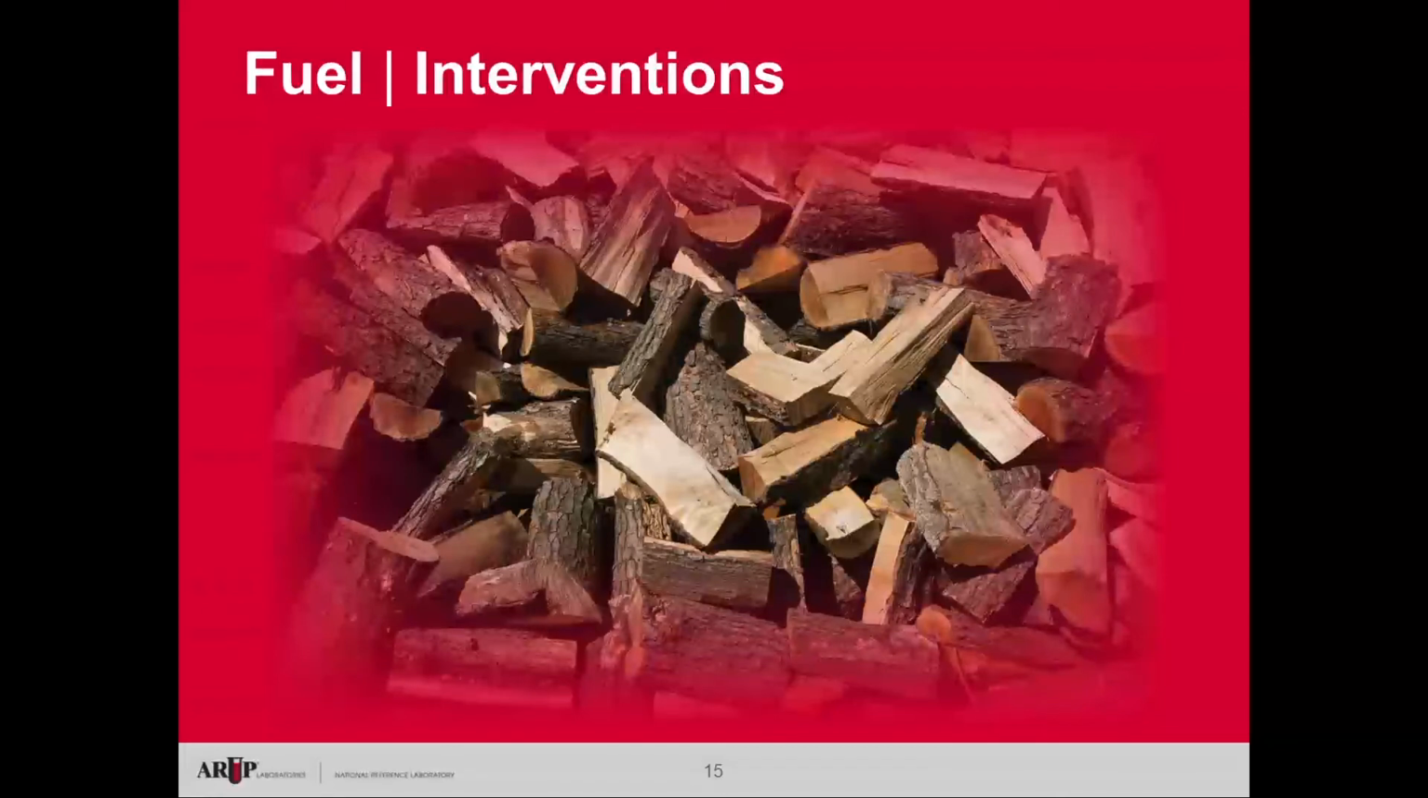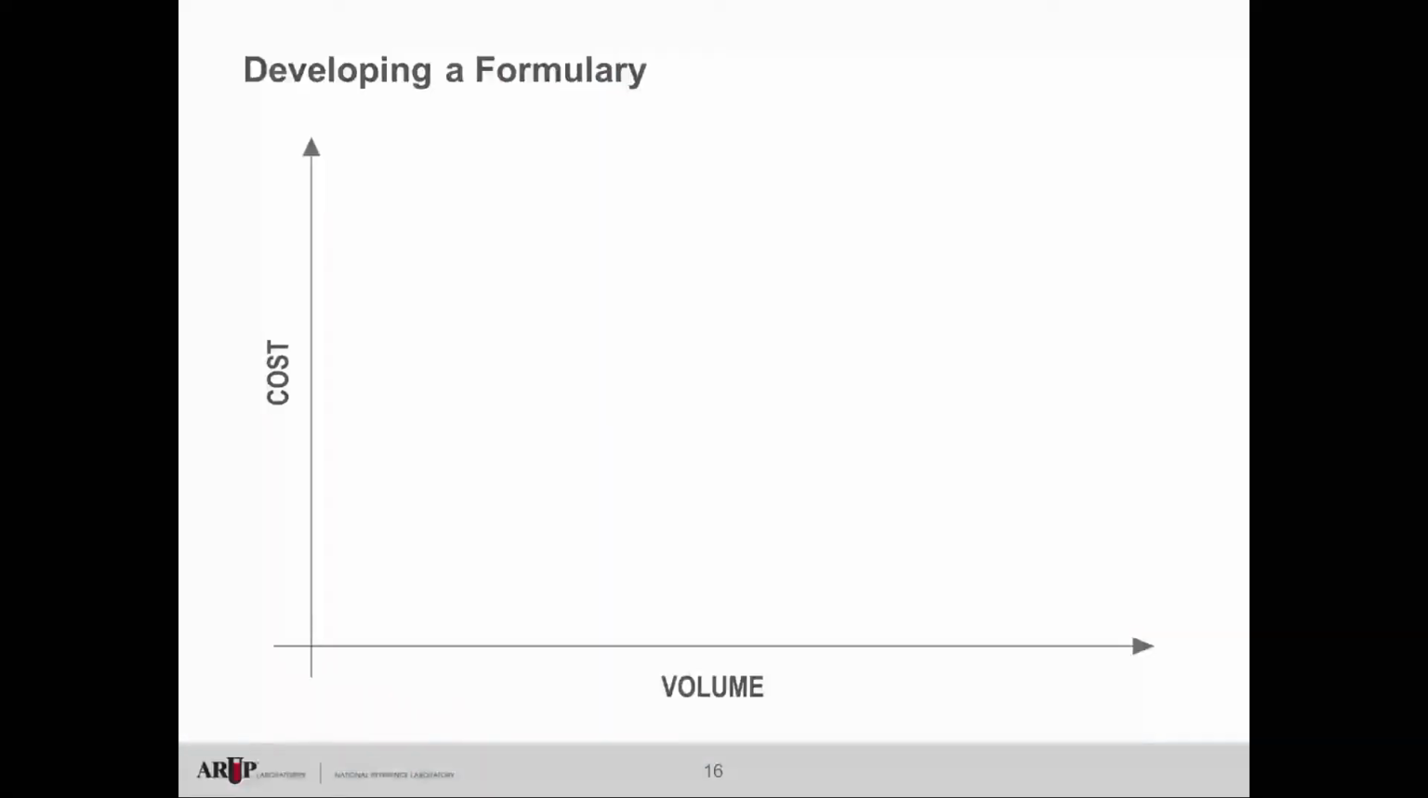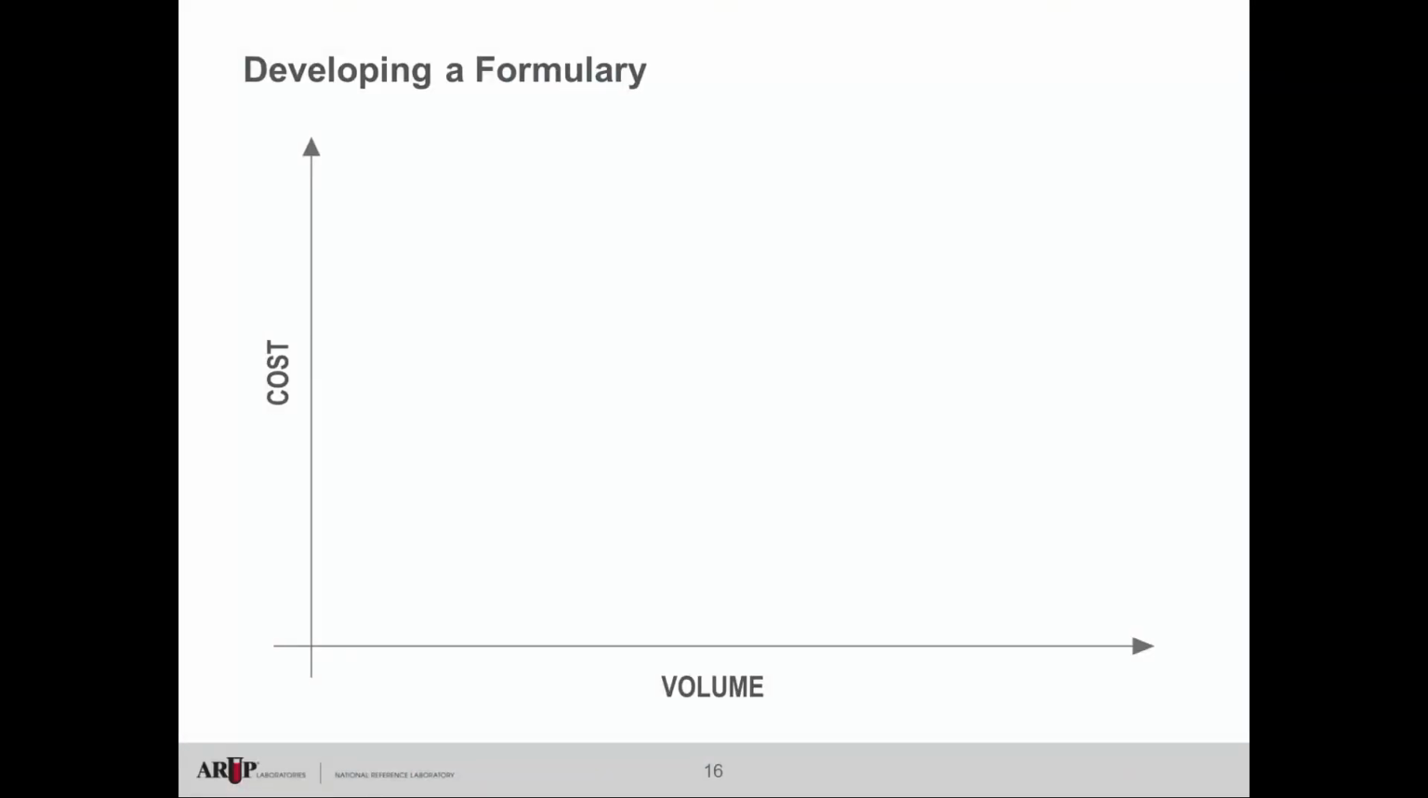Okay, the third element of the clinical management triangle after data and people is the individual interventions, the programs or the activities that provide the feedback, provide the analysis, and are actually the substance of a utilization management program, in the same way that wood or paper is the substance of a fire. So step one is developing a formulary.